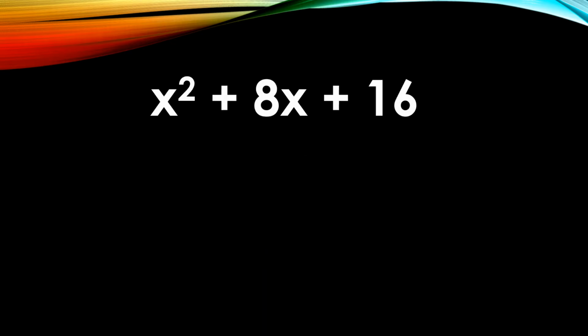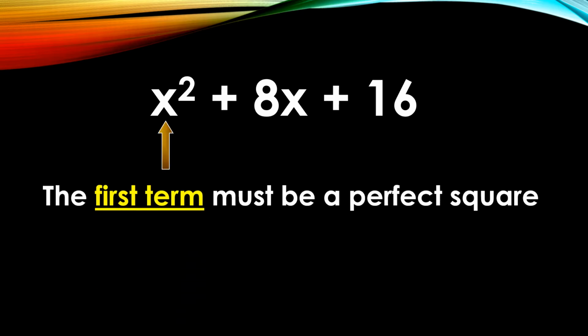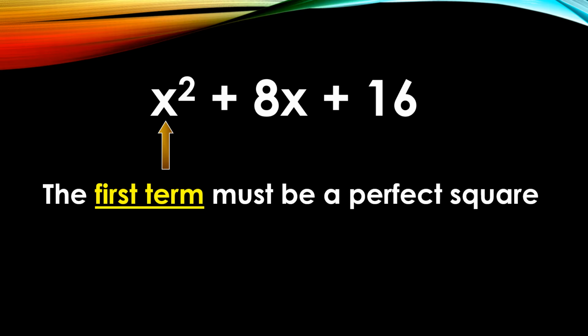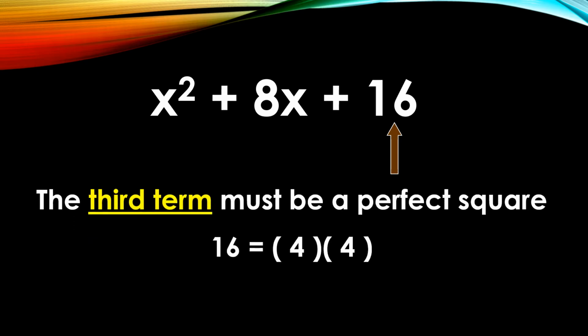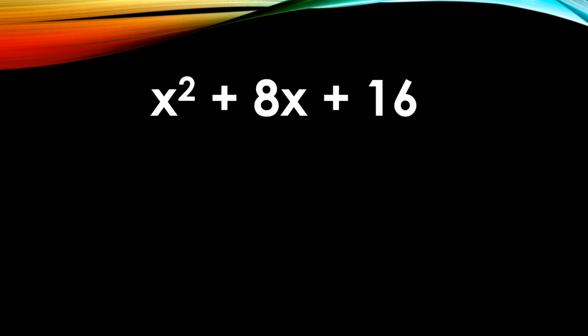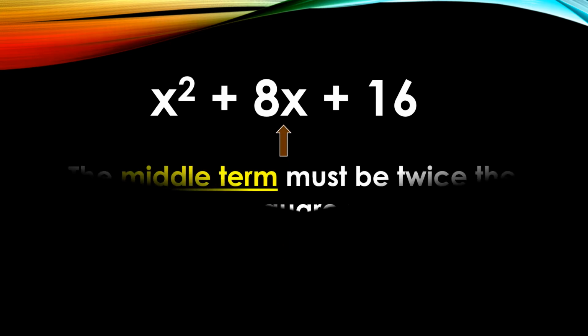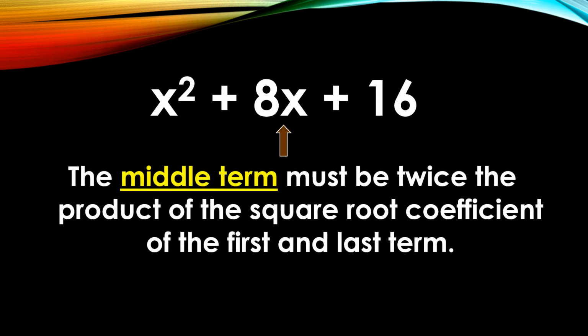And the second criteria is the first term must be a perfect square. And next is the last term must be a perfect square also. And next, the middle term should be twice the product of the square root coefficient of the first and the last term. Ano ang ibig sabihin nun?